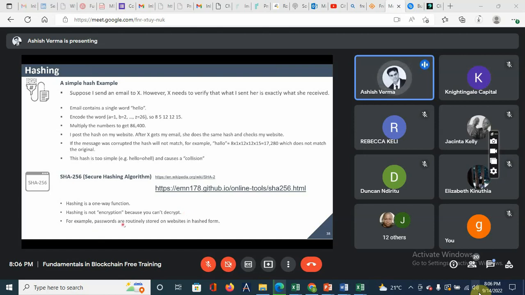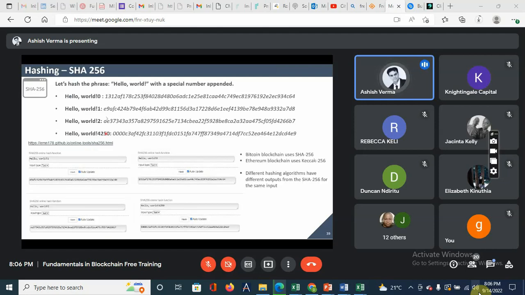For example, passwords are routinely stored on websites in hash form. Websites generally do not store our regular password. They store the hash of it. So this is an example of a hash.